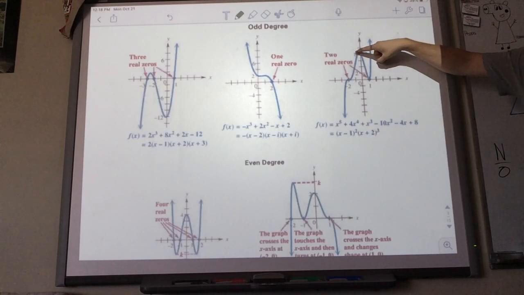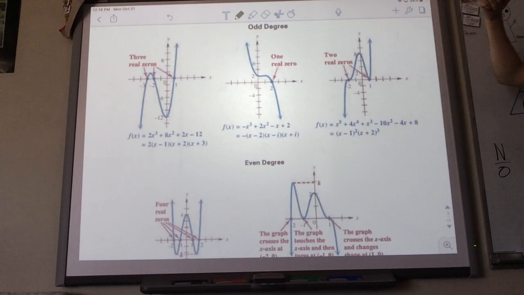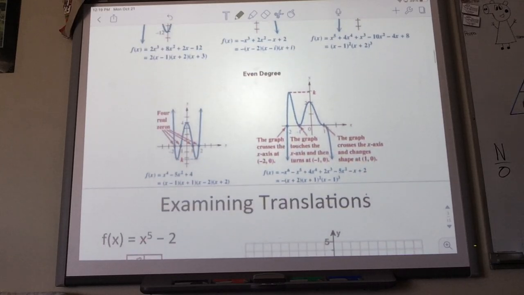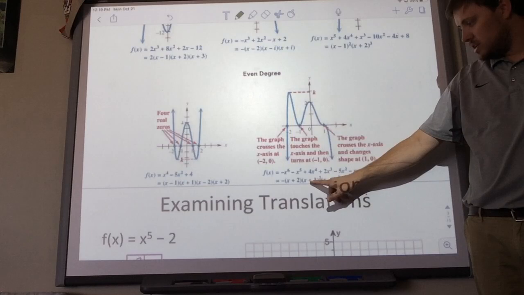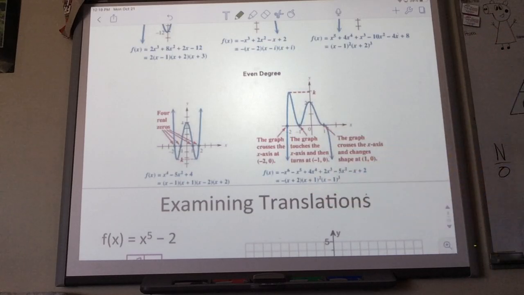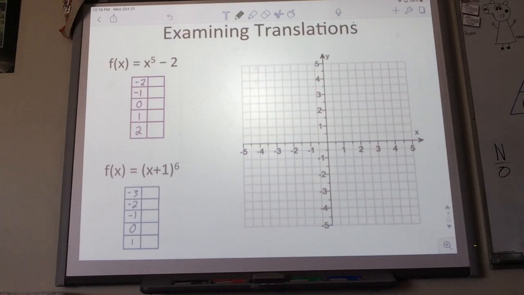Multiplicity. So if you see that 0, you actually bounce off the x-axis. So with multiplicity, you don't actually go through it. You go down to it and come back up. So you can see multiplicity here at -1. That's why there's a squared at x plus 1, because the 0 would be -1. So that's a sign of multiplicity on there. Okay, so examining translations.